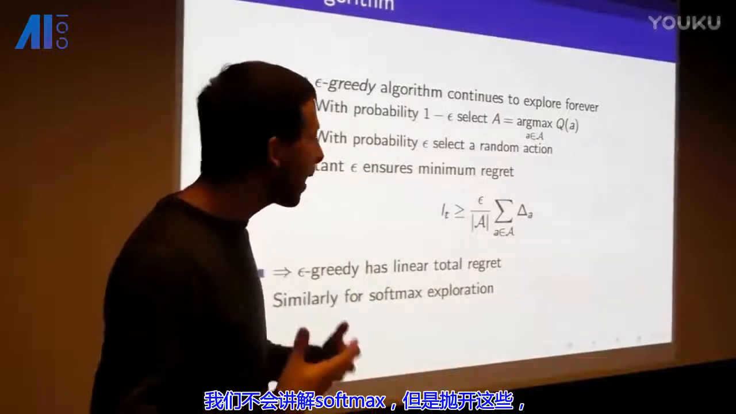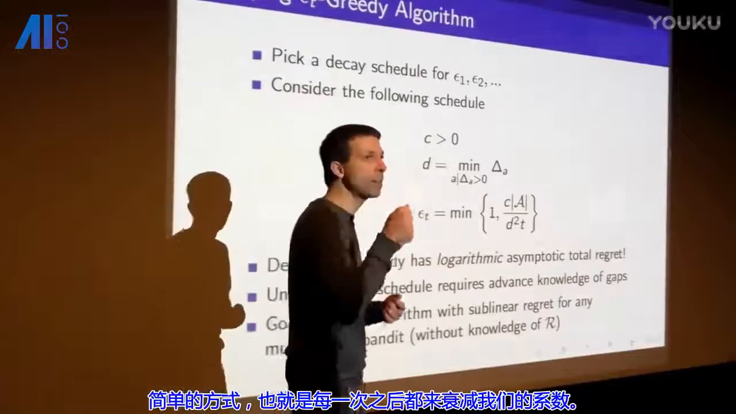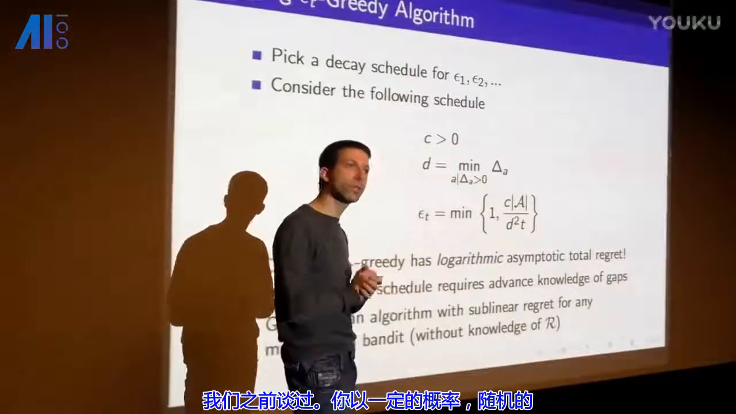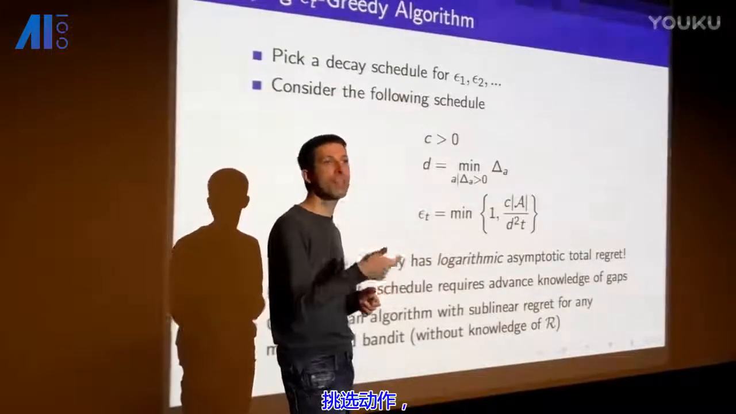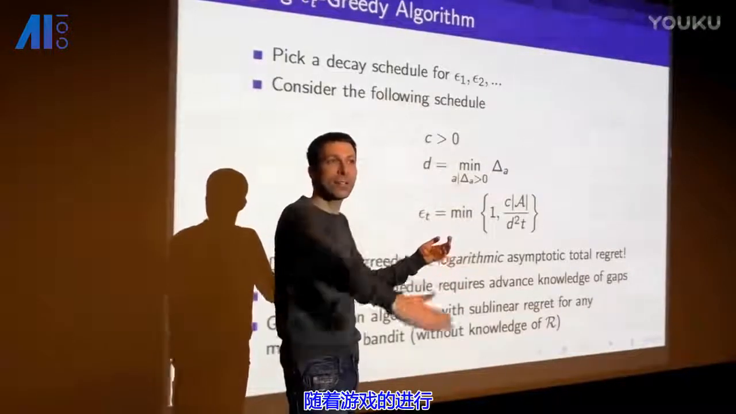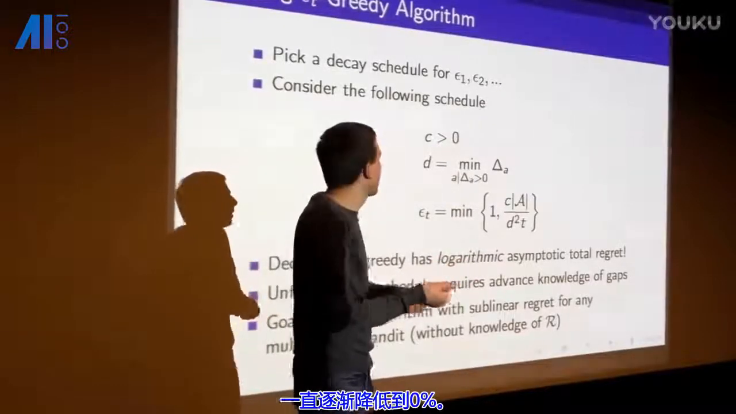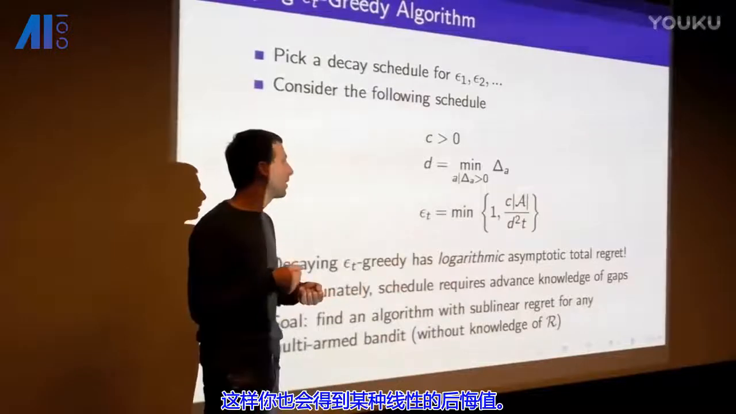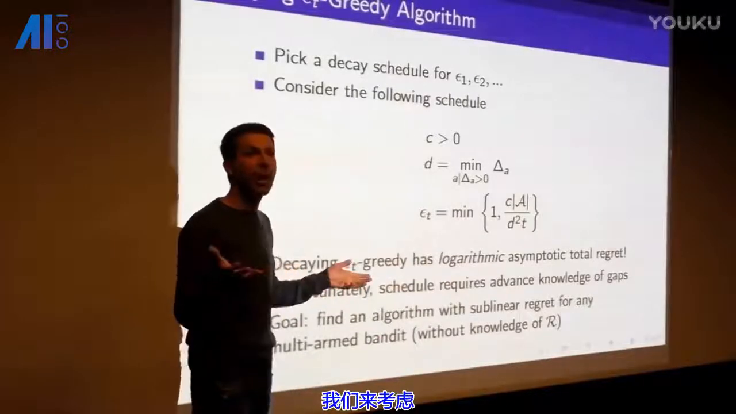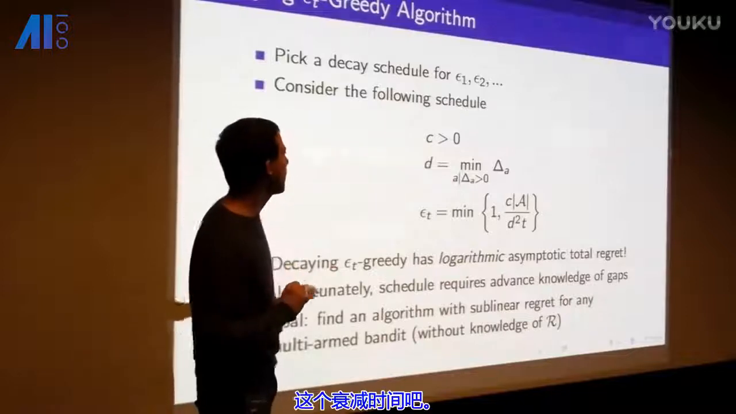But despite that, it turns out that if you just do something very simple, which is to decay your epsilon over time, which we've also talked about before, so you have some probability that you pick a random action, starts off at maybe 50%, and you just decay it slowly over time until it eventually reaches 0%, now it turns out that you can get sublinear regret. So in particular, let's consider the following schedule.